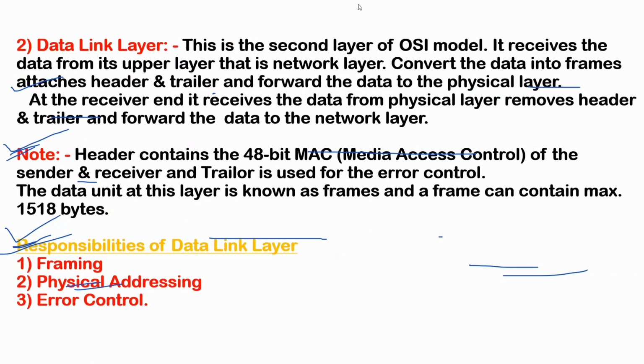When we talk about the data link layer, it is the second layer of the OSI model. It receives data from its upper layer, the network layer, and converts the data into frames, because in the network layer data is in packet format. The data link layer converts this packet format into frame format, attaches a header and trailer, and forwards the data to the physical layer, the bottom layer. So we have a question: what is a header and what is a trailer?